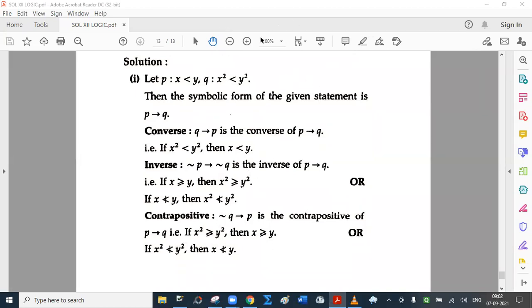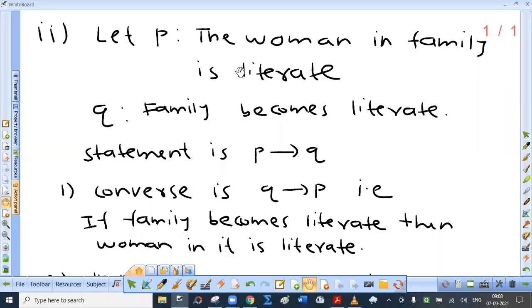Now what is the second statement? We'll be doing all four. Second, a family becomes literate if the woman in it is literate. So true. Right now. Second, in fact, let me tell you the statement first. Have we discussed the statement? Yes, we have. Okay. So let P be the statement, the woman in the family is literate.